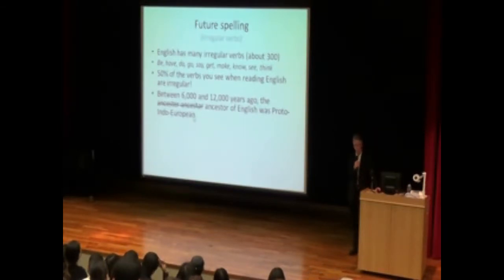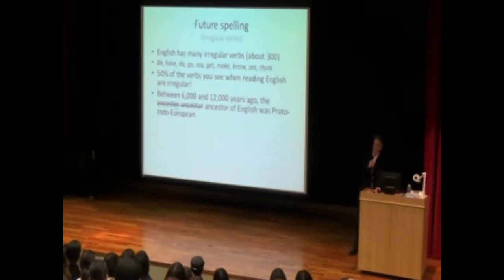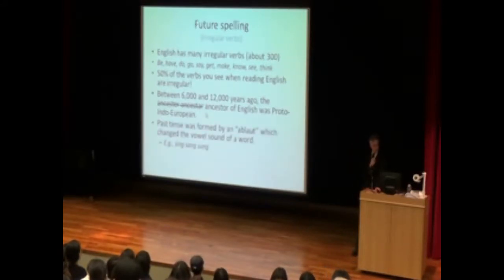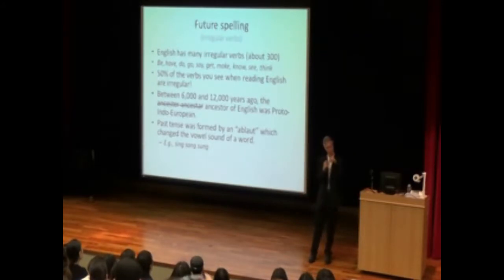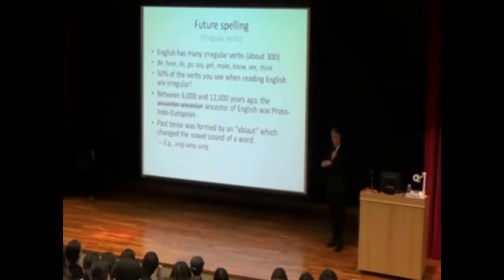Between 6,000 and 12,000 years ago, and here's my attempt at spelling ancestor, by the way, the ancestor of English was Proto-Indo-European, a language that we now call Proto-Indo-European. Past tense in that ancient language was formed by what is now irregular. In other words, we go back 6,000 years and all of the verbs in our ancient language were what we call irregular. So what is irregular now was regular back then. That's how they made past tense 6,000 years ago, or that's what we think.